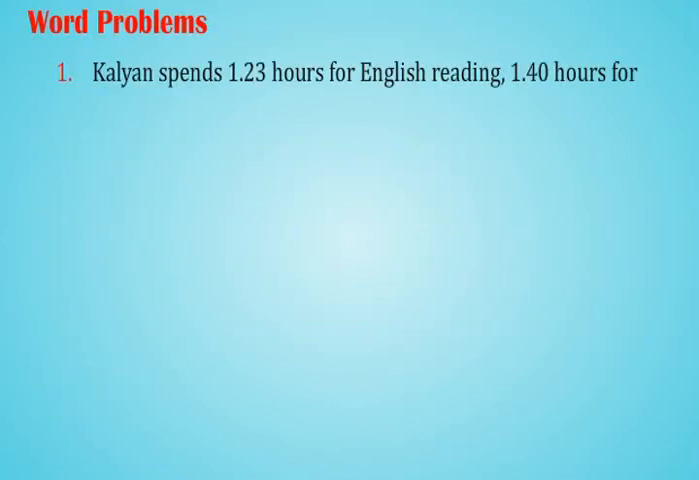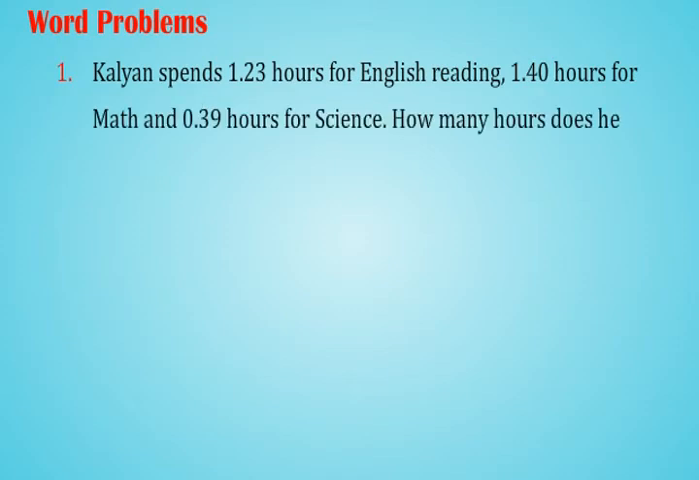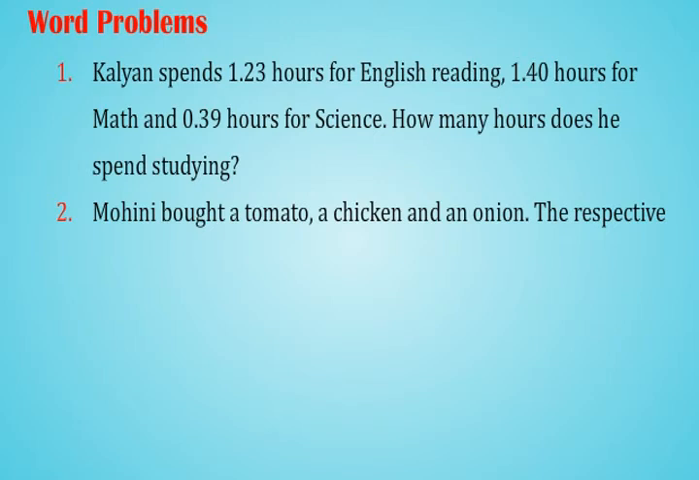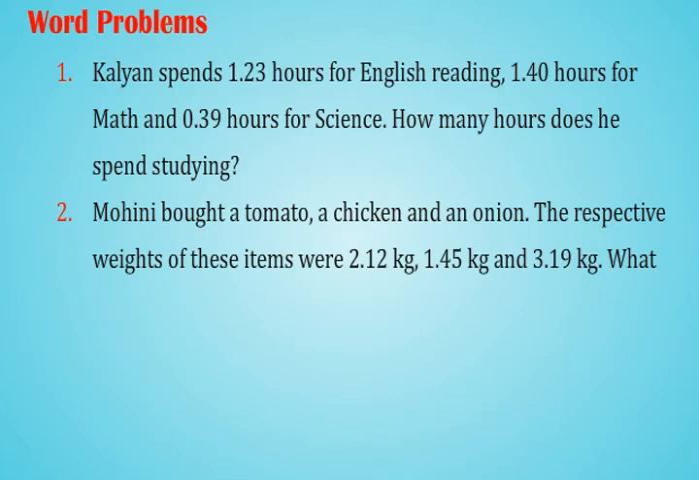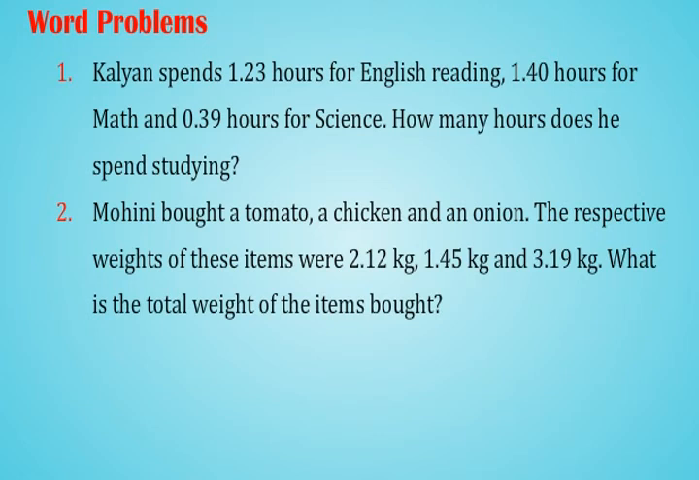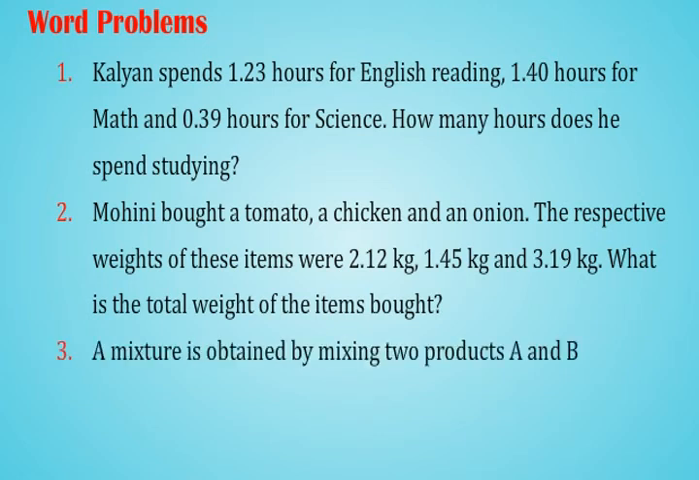Word problems. 1. Kalyan spends 1.23 hours for English reading, 1.40 hours for math, and 0.39 hours for science. How many hours does he spend studying? 2. Mohini bought a tomato, a chicken, and an onion. The respective weights of these items were 2.12 kg, 1.45 kg, and 3.19 kg. What is the total weight of the items bought?